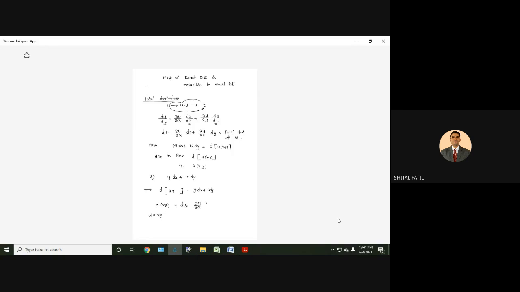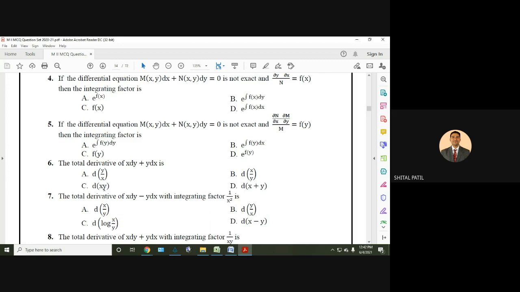du equals del u by del x dx plus del u by del y dy. So what is the derivative of this with respect to x? y. What is the derivative with respect to y? x. Substitute it here: y dx plus x dy. So this is the answer. Understood? Yes, next example. So the answer of question number 6 is C.